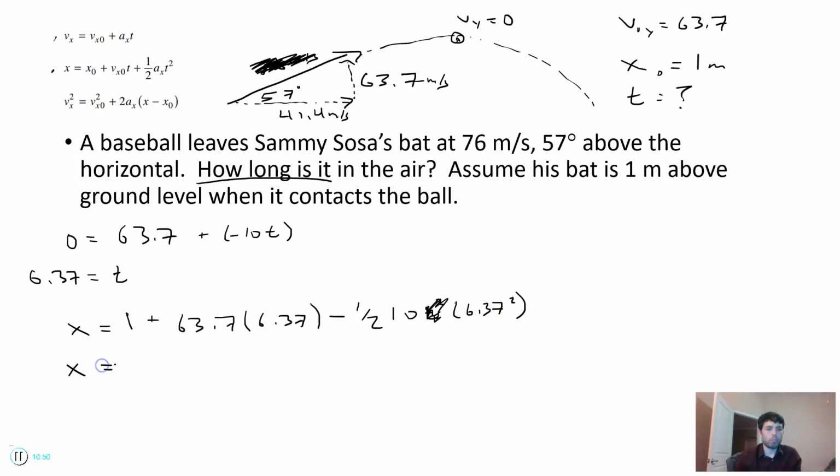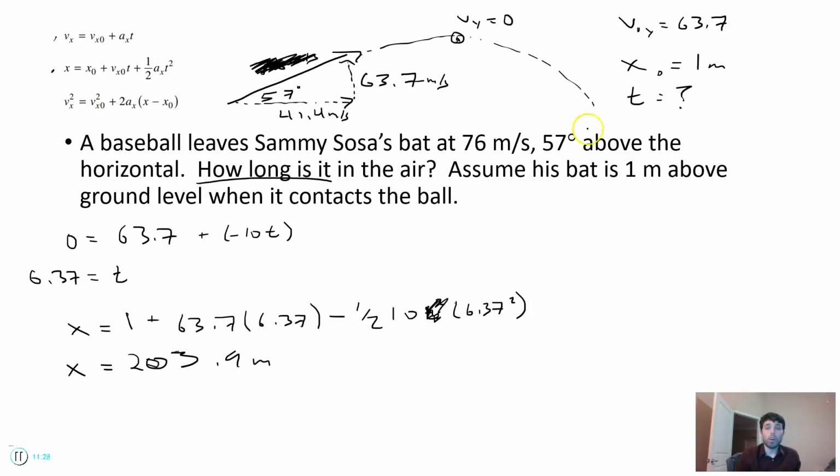So we get our calculator. We just punch it all in there. So I'm going to do that real quick here. 7 squared times 5, and then 63.7 times 6.7 minus that. So I got 203.9. So what is our total height then? We have 203.9. 203.9 meters of total height.